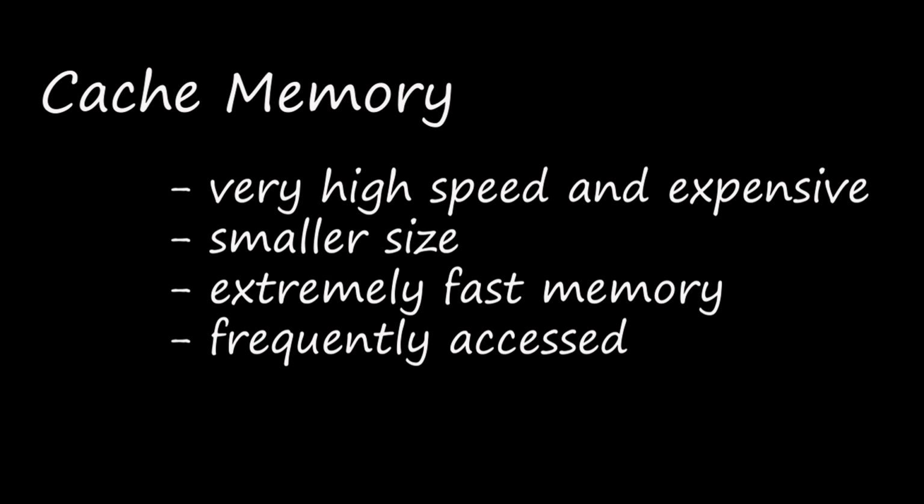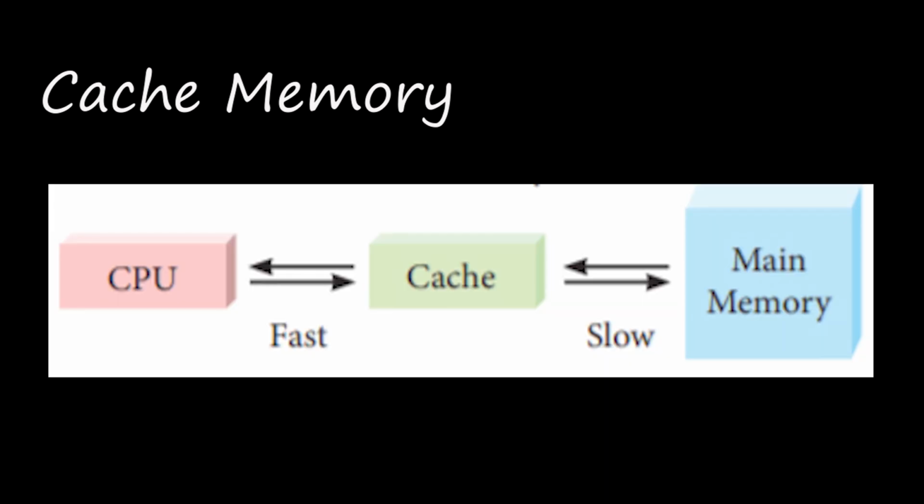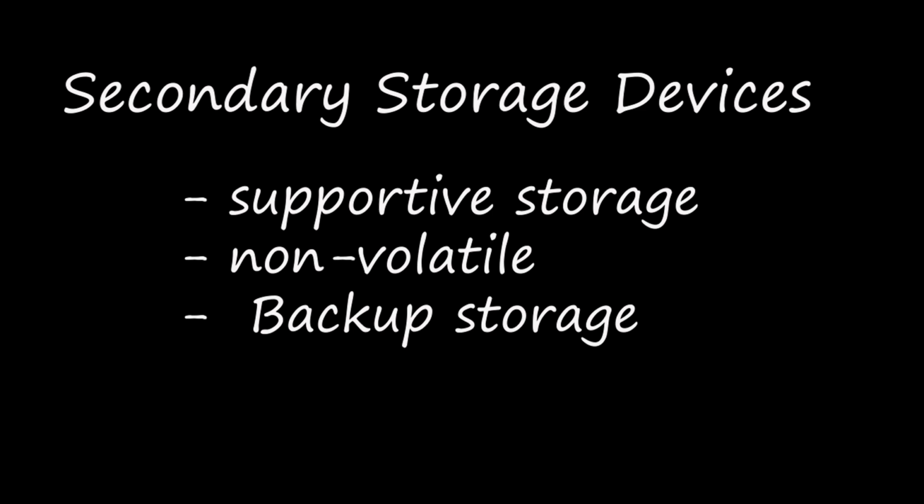Okay, in this diagram they have shown the cache memory between the CPU and the main memory. When you see this diagram, you can understand the read and write process, or fetching the data, between the CPU and cache, or the cache and CPU, will be fast, but with the main memory, it will be very slow.